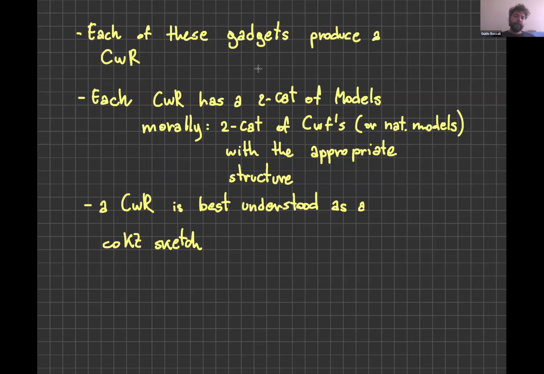Each category with representable maps has a two-category of models, which is morally the two-category of categories with families or natural models, with the appropriate structure. But what we show is that a category with representable maps is best understood as a Cauchy sketch. So we can sketch the category of models of a CwR in a pretty easy way, and show the theorem that all those two-categories of models are bipresentable. I've been very short because I was speaking too fast, sorry. But I'm done.